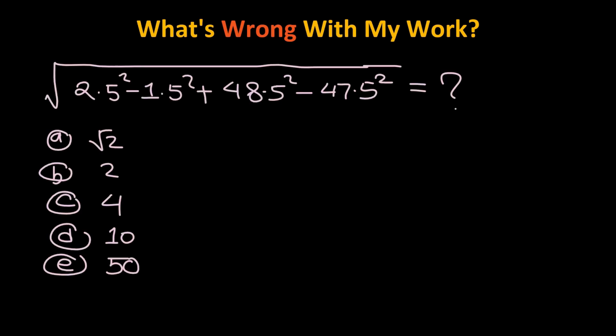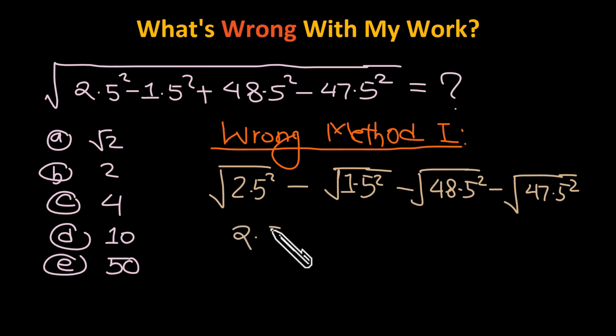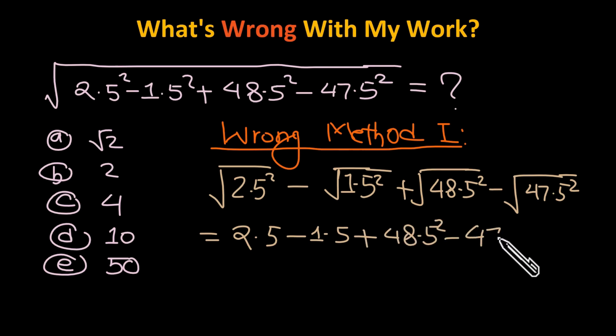There are two ways in which people get the wrong answers in this problem, and both GMAT and GRE are pretty quick at putting those wrong answers in the answer choices. In other words, they will always try to sell you the wrong answers. The first way to get the wrong answer is if you do the square root of each term separately and then add and subtract, like this. When you do this, you'll get 2.5 minus 1.5 plus 48.5 squared minus 47.5 squared. That's 1 plus 1 is equal to 2.